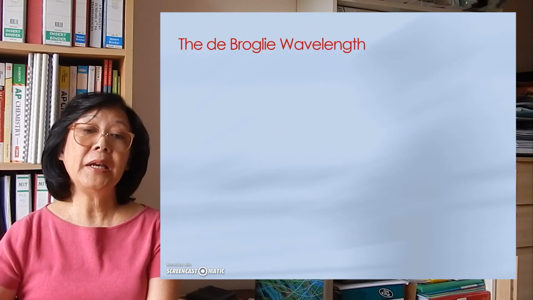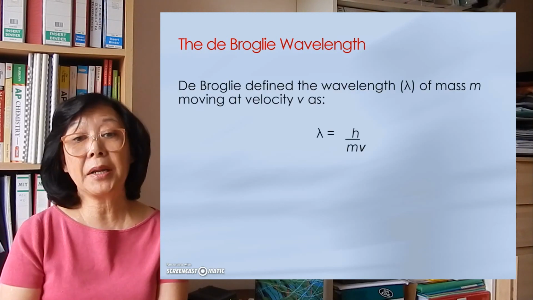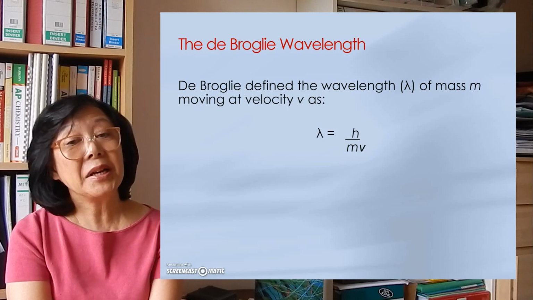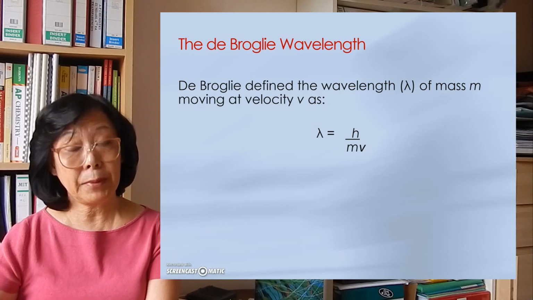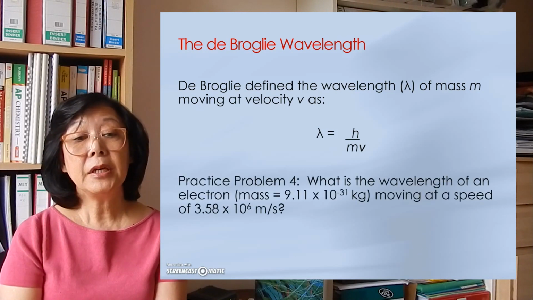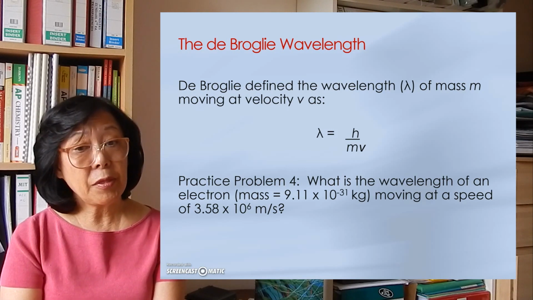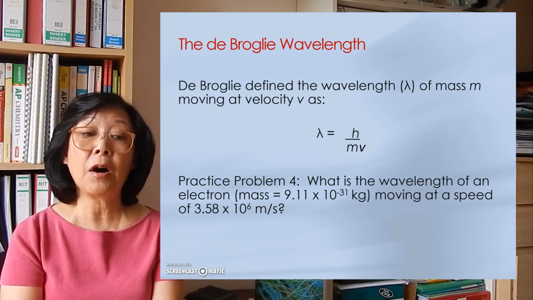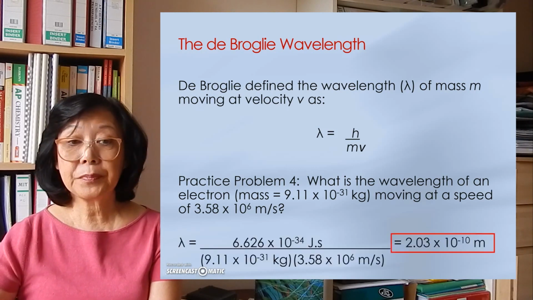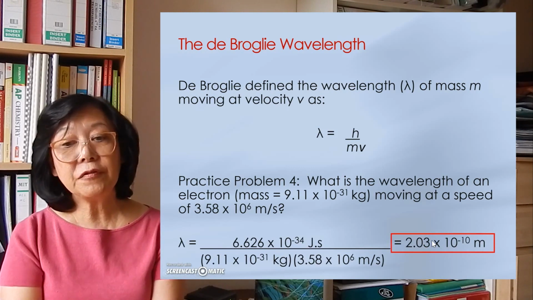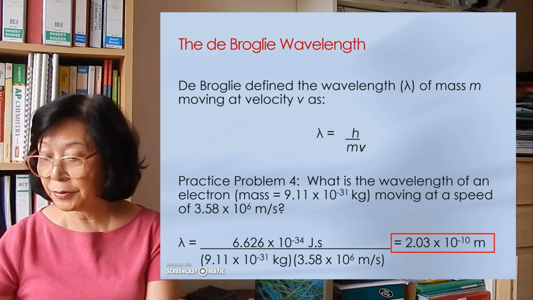Now, de Broglie came up with the definition of a wavelength associated with a particle, and he said wavelength is equal to Planck's constant over the mass of the particle times the velocity of the particle. So here's a problem. The electron has a mass of 9.11 times 10 to the negative 31 kilograms, moving at a speed of 3.58 times 10 to the power 6 meters per second. Calculate the wavelength: plugging it into the formula, we have 2.03 times 10 to the negative 10 meters.